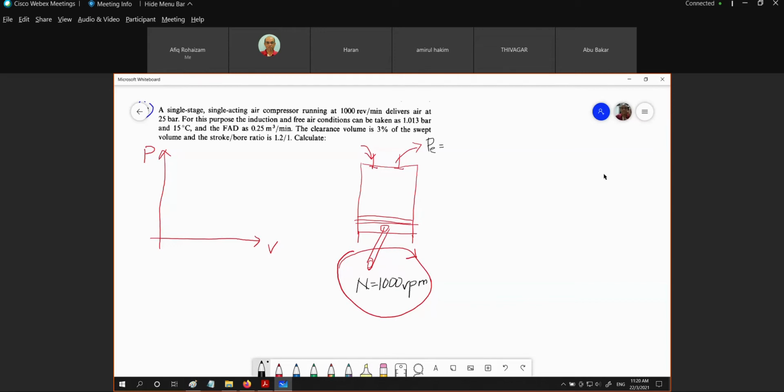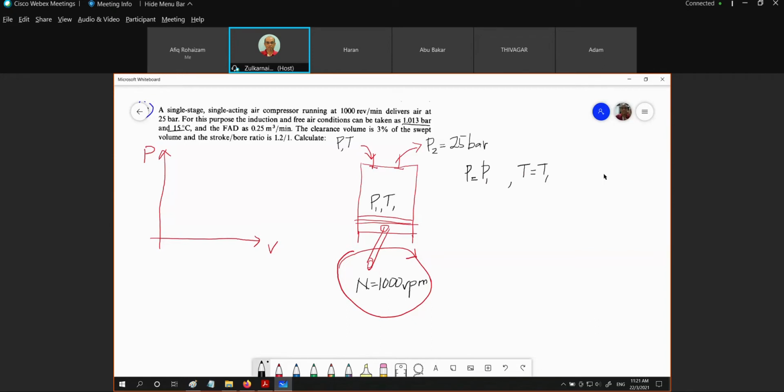Air condition, P and T. This is the induction condition, P1, and it is set right here at the same value. The free air and induction conditions are the same value. So this is the case whereby we have P equal to P1 and T equal to T1.